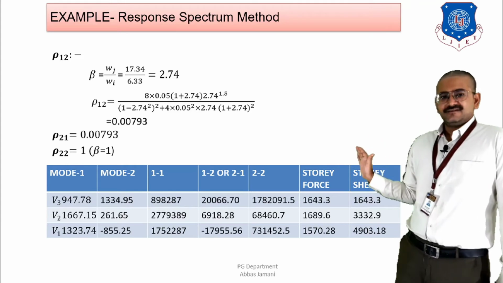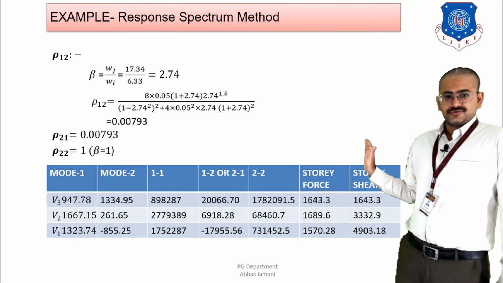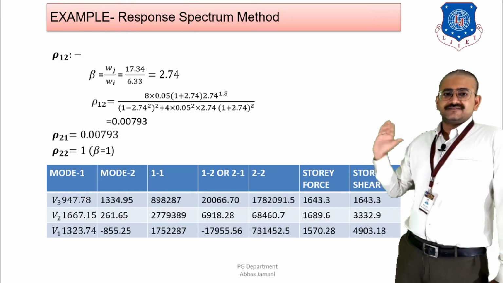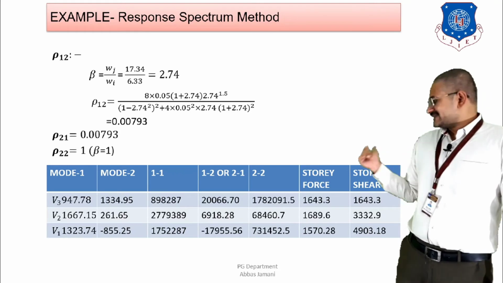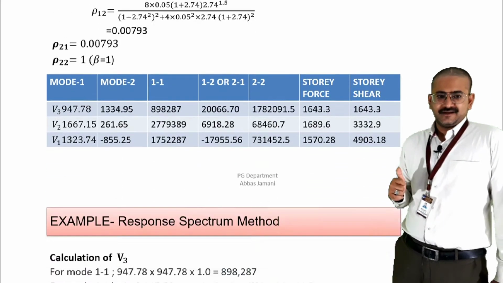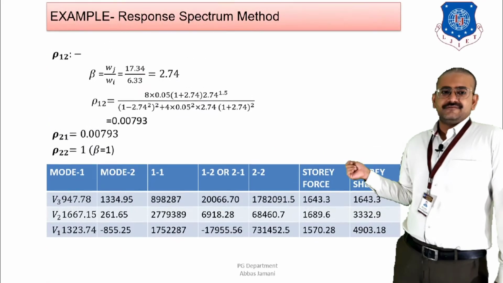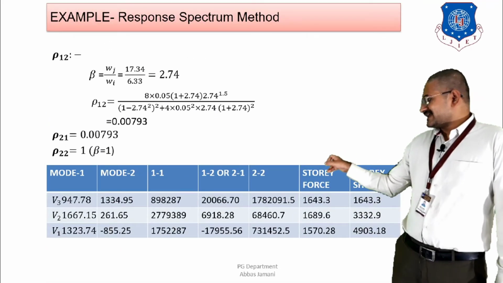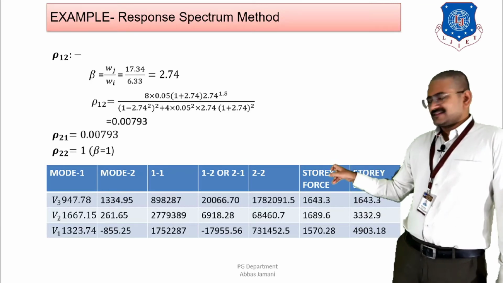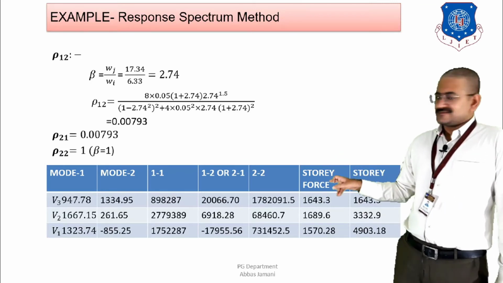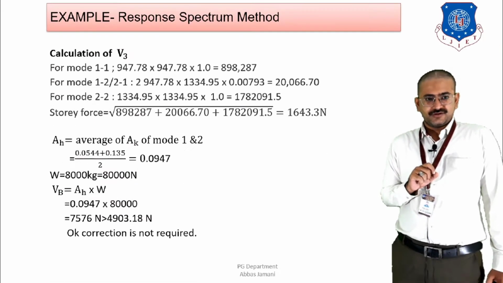Once that is done, then the modal combinations start, that is 1 1, 1 2, 2 1 or 2 2. Now how these values can be arrived at, or how the calculation of these values can be done, I am going to show you in the next slide. For example, I am showing the sample calculation for V3. Where is V3? In the first column, in the mode 1 values, I have written the values as V3, V2 and V1. So if I want to calculate the value of V3, then the sample calculation I am showing over here.